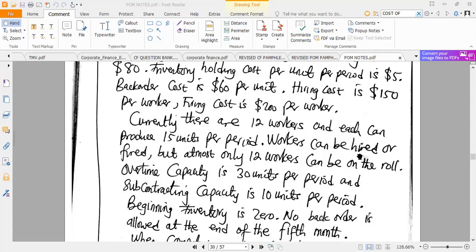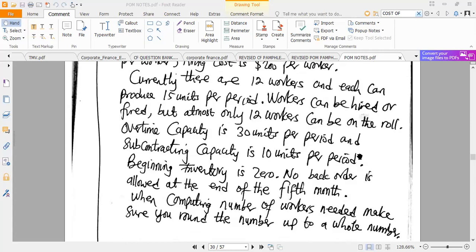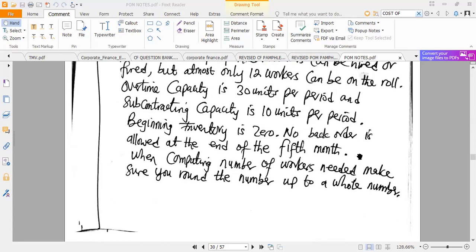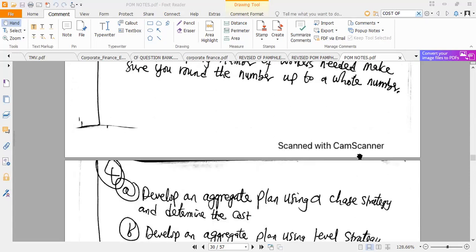So overtime capacity is 30 units per period. We shouldn't go more than that capacity of overtime per given month or period. And subcontracting capacity is 10 units per period. Beginning inventory is 0. And then it says no back order is allowed at the end of the 5th month. Then when computing the number of workers needed, make sure you round the number up to the whole number.